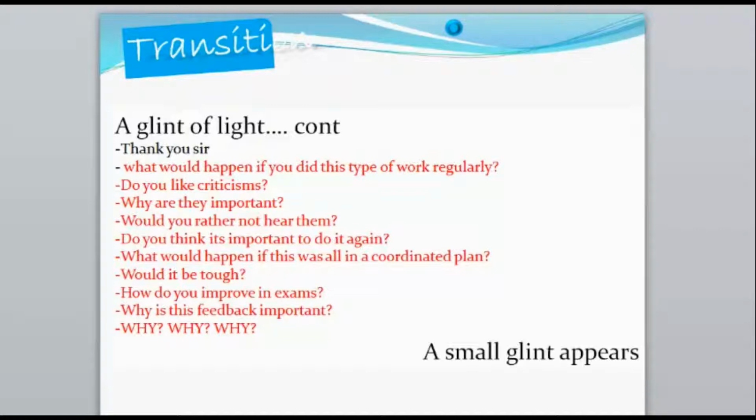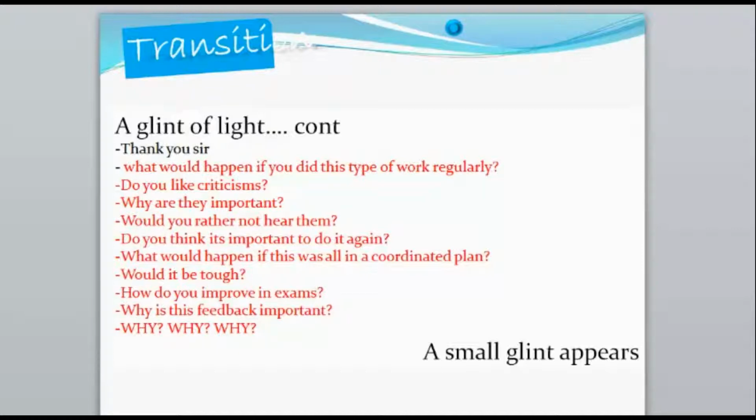You ask them, how do they improve in exams? And they say, well, by learning it and then learning to apply it and then having someone criticize it. And, why is this feedback important? Why is criticism important? They say, well, because you won't be able to improve your exam technique. You keep on asking them why for absolutely everything. And then you do this throughout.